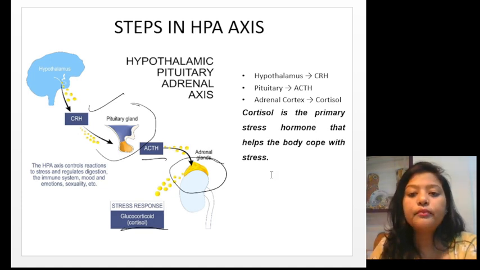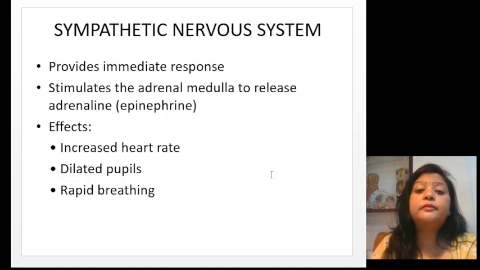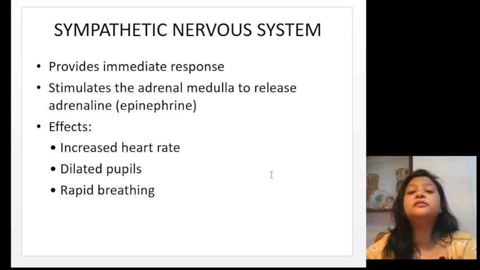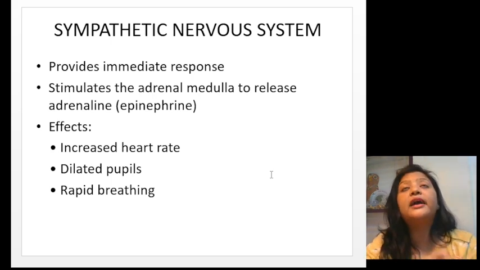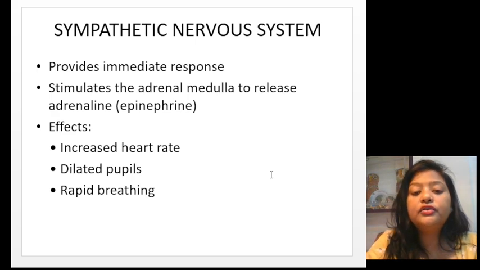Coming to the next slide, the sympathetic nervous system. Our nervous system is again of two types: parasympathetic and sympathetic. Usually, when we want to rest, then what happens?